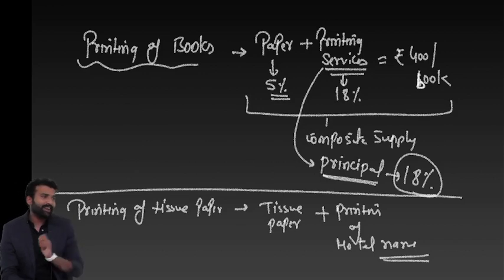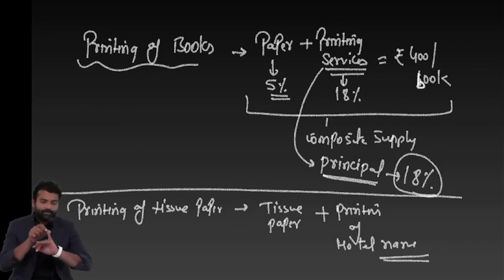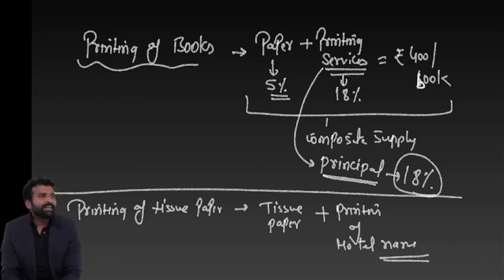Now my question arises. They are supplying us tissue paper and they are also printing the hotel name. Tell me what should be the supply, whether it is supply of paper or supply of printing.